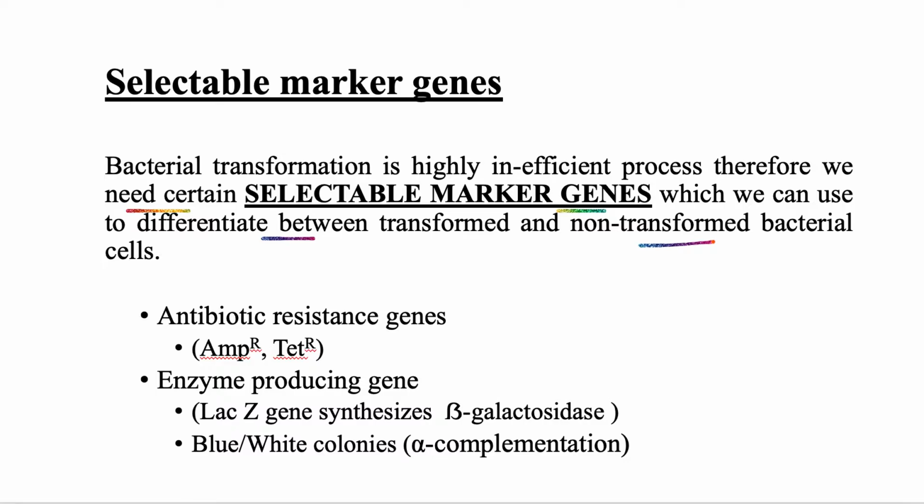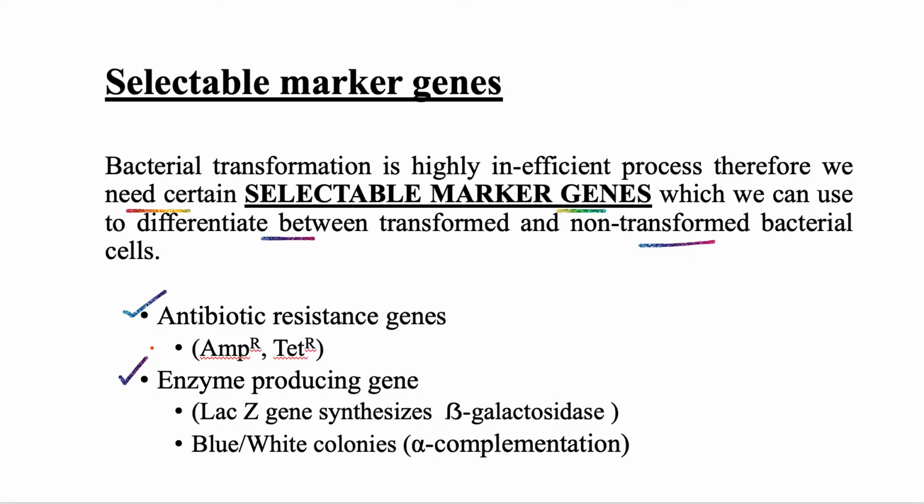Now we discussed earlier that there are two different types of selectable marker genes. One is antibiotic resistance genes and the other one is enzyme producing gene. We talked about the antibiotic resistance genes, that there are certain plasmids that have these genes. For instance, if we have an ampicillin resistance gene in a plasmid, and that plasmid is in a bacterial cell, those bacterial cells will be resistant to ampicillin.